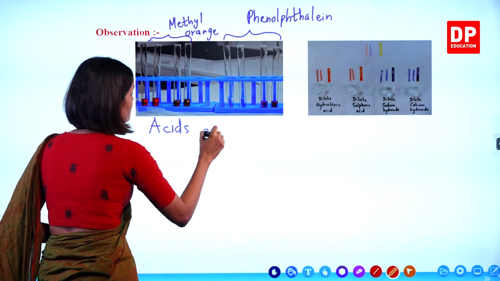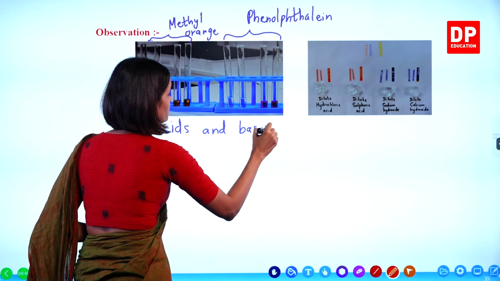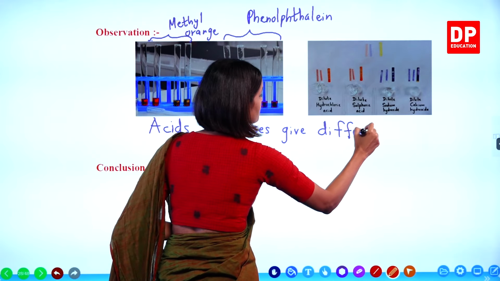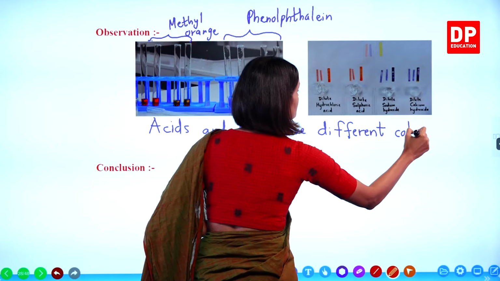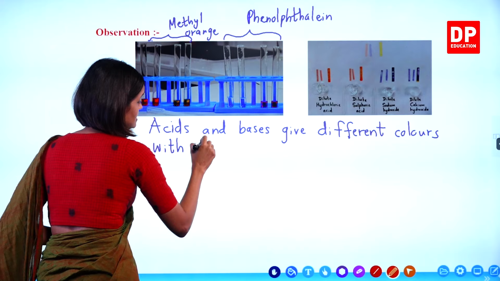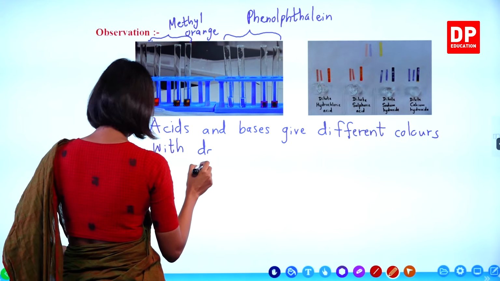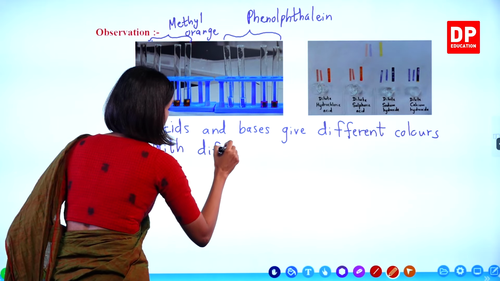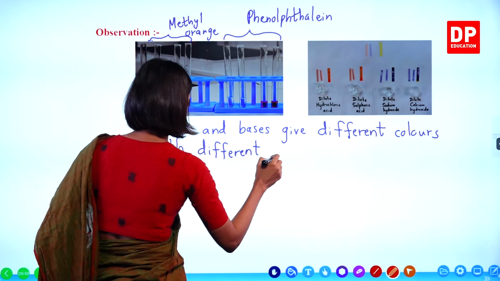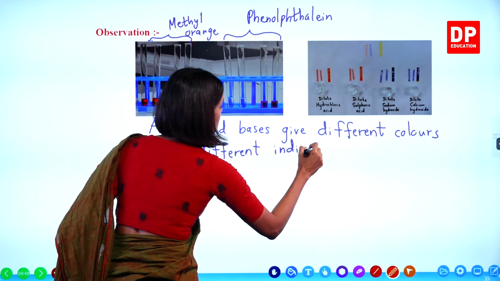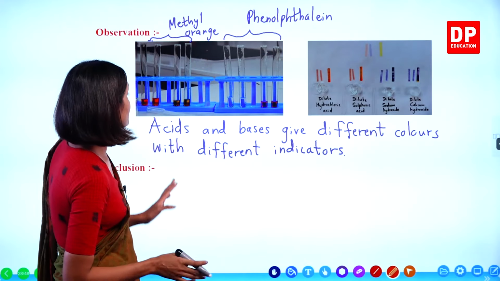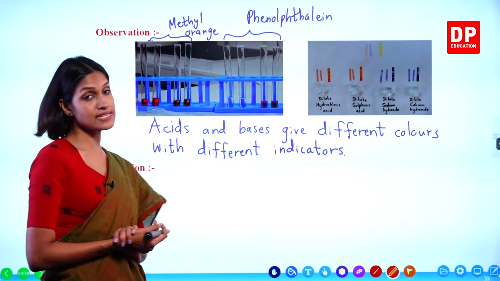Acids and bases give different colors with different indicators. Okay, acids and bases give different colors with different indicators.